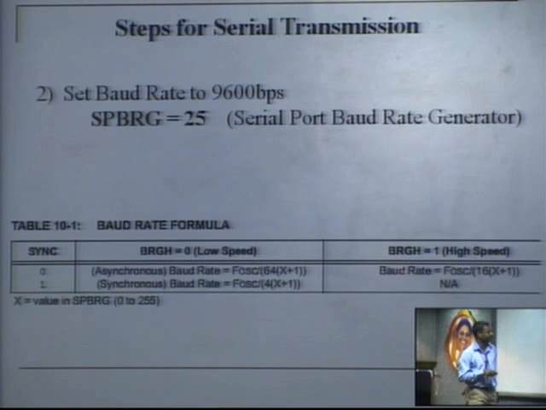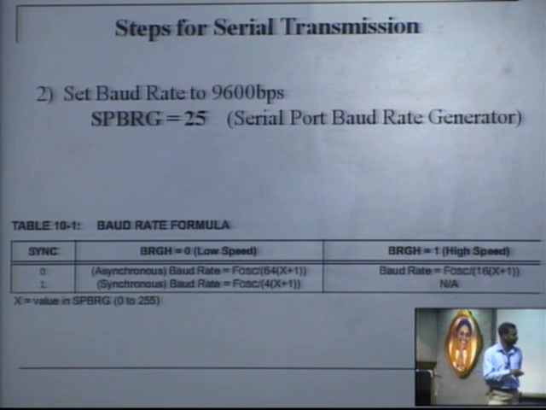For that we have an equation. This is the table showing that equation. For BRGH 0 there is one set of equations, and for BRGH 1 there is another equation. Here we will be using only this equation because we configured BRGH as 1. What is the equation? Baud rate equals F oscillator divided by 16 times (x plus 1). The baud rate you need to get is 9600. F oscillator means your crystal oscillator frequency, not the CPU frequency. Here you are using 4 megahertz.